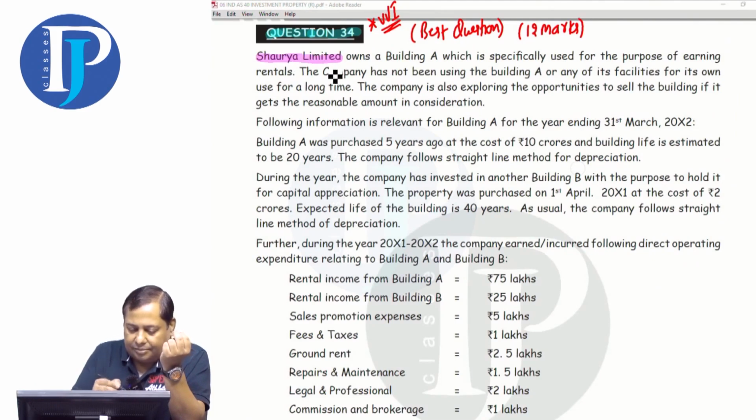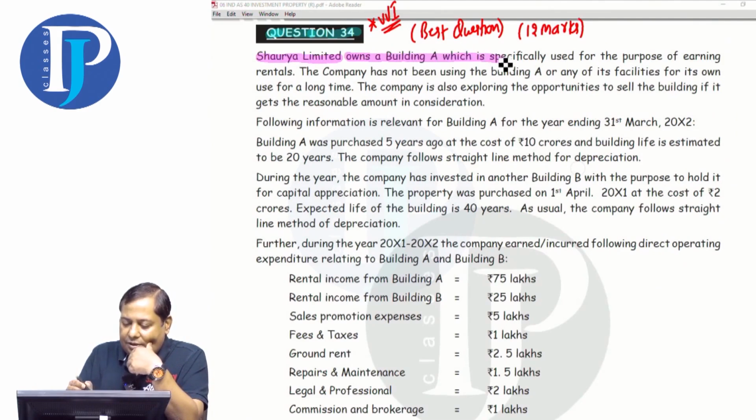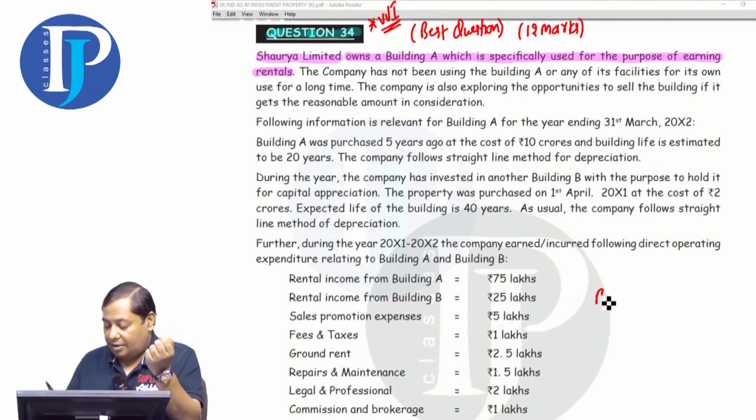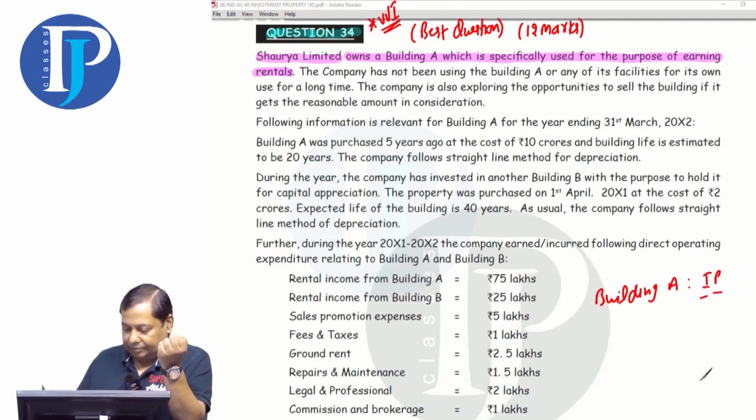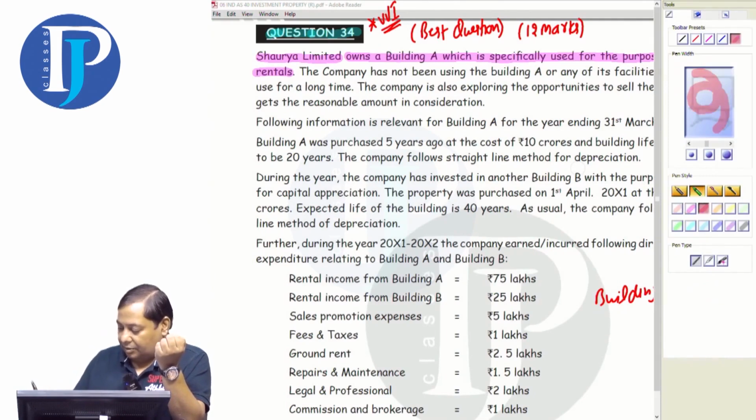Shaurya Limited, what a name, owns a building A, which is specifically used for the purpose of earning rentals. This means one thing is clear, that your building A is here an investment property. All right.